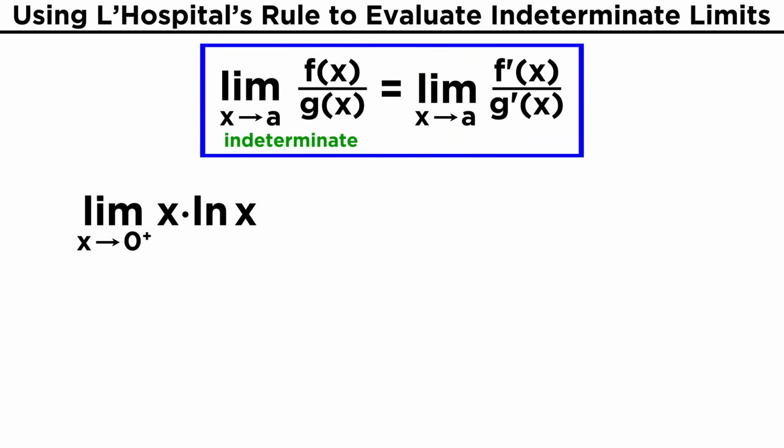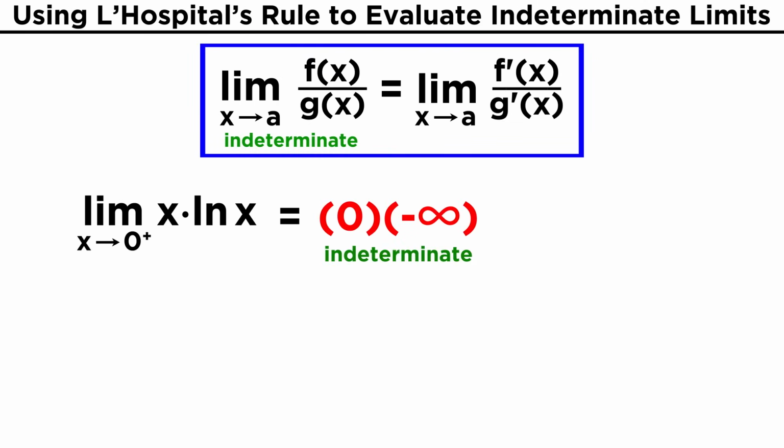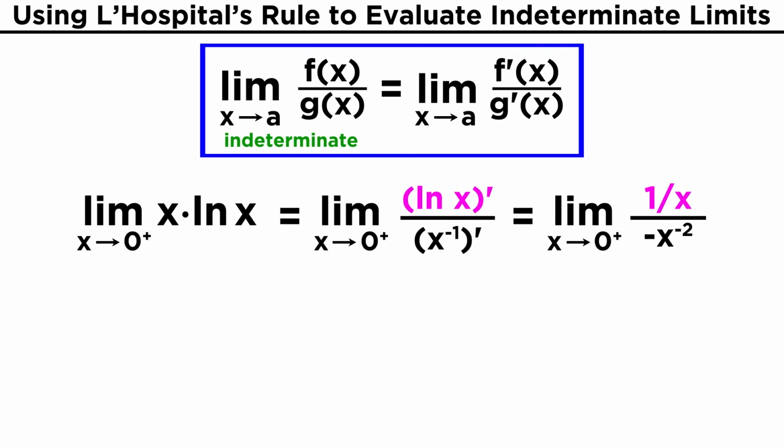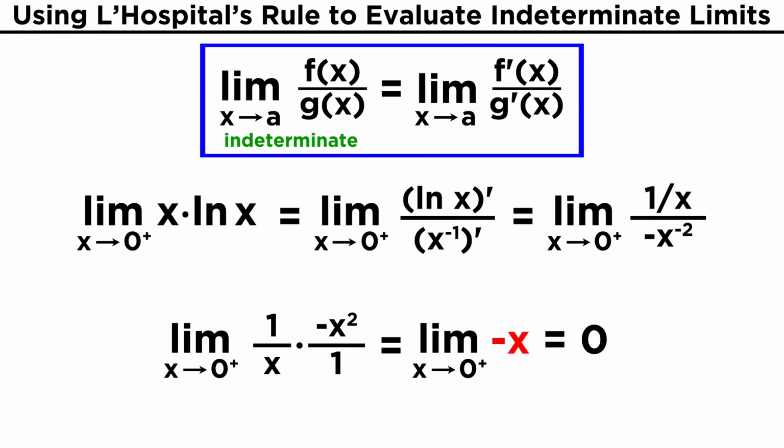For example, take x times the natural log of x as x approaches 0 from the positive direction. Naturally, x approaches 0, but the natural log of x will approach negative infinity. Well, let's write this as one function over the reciprocal of the other. How about natural log of x over 1 over x? Now we can take the derivatives. Natural log of x becomes 1 over x, and x to the negative 1 becomes negative x to the negative 2. Let's multiply the numerator by the reciprocal of the denominator, and we simply get negative x, so the limit must equal 0.